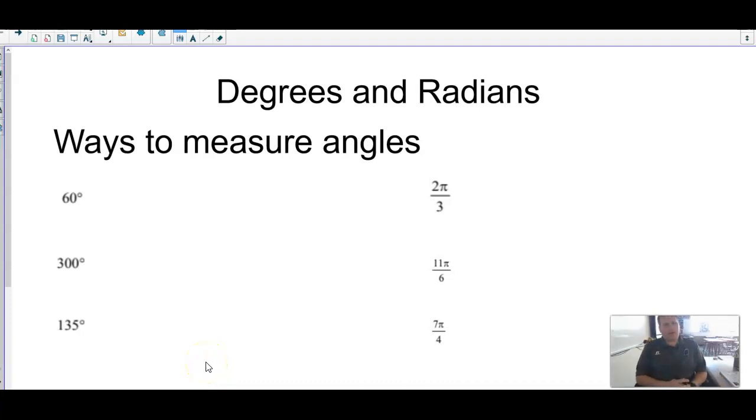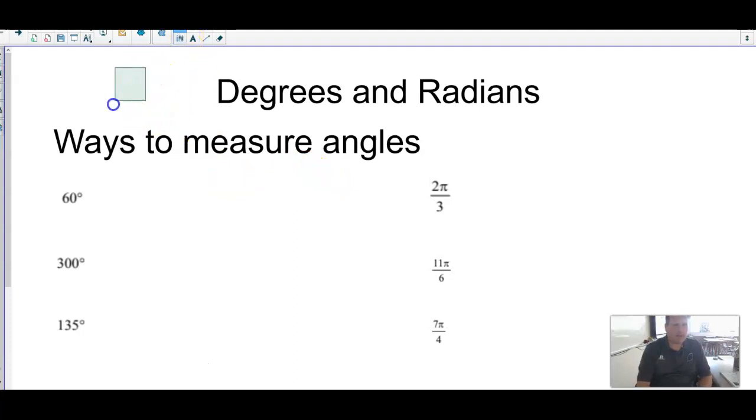All right, our topic today is converting degrees to radians, radians to degrees. That's what we're looking at today. Just a quick introduction about what degrees and radians are. They are ways to measure angles. You guys are very familiar with degrees, obviously.